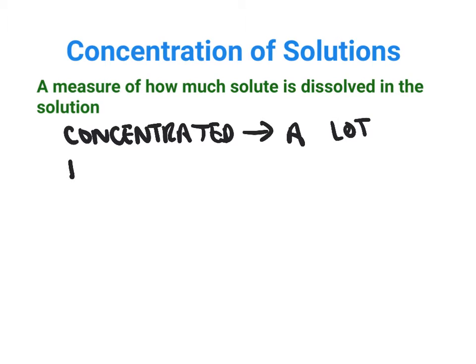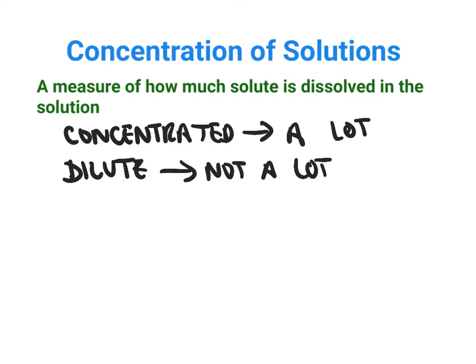If there's not a lot of solute, we say that the solution is dilute. So there's not a lot of solute. Sometimes you'll see people spit out their coffee because their coffee is weak. It's because there's not a lot of coffee in that water. That's a very dilute solution.